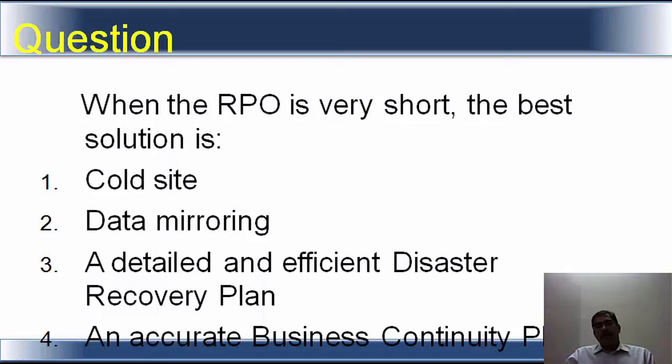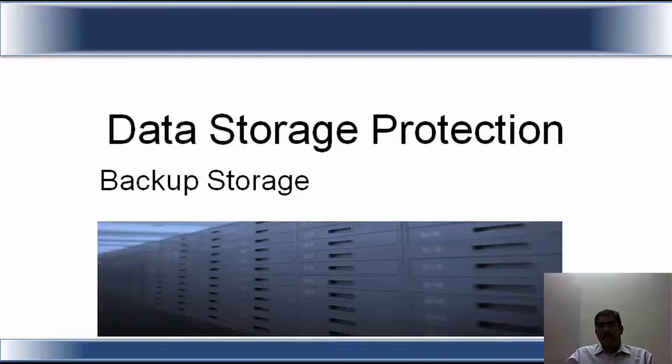The third question, when the RPO is very short, the best solution is 1. A cold site, 2. Mirroring, data mirroring, 3. Detailed and efficient disaster recovery plan, 4. An accurate BCP. The answer is 2. Data mirroring, because RPO requires recovery of data that is gathered in the past immediately. Therefore, the correct answer is data mirroring here, or using redundant disks, RAID.